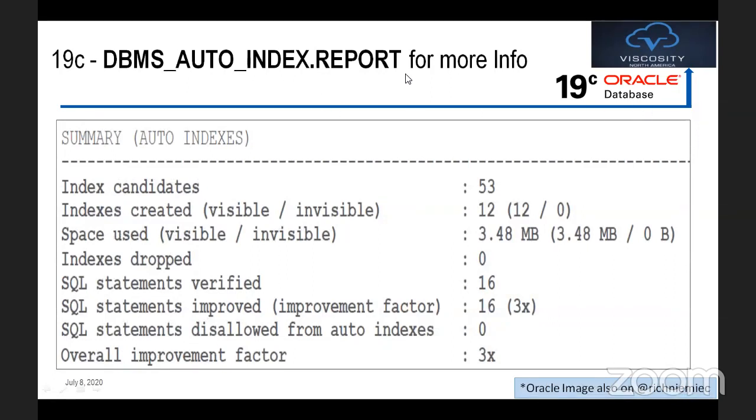Here's an example where I'm doing the report. I'm actually implementing it. When I implement it, I can also look at the report. And notice 53 index candidates, and it created 12. And they're all visible, so it already moved them to visible. Now, if I did report only, it would have been invisible.